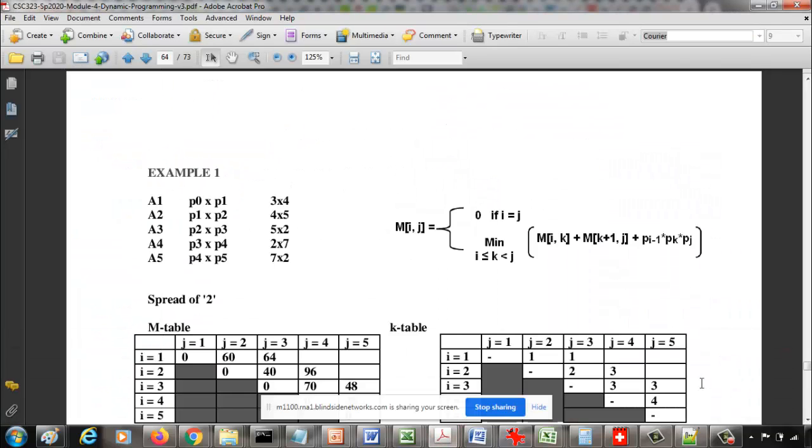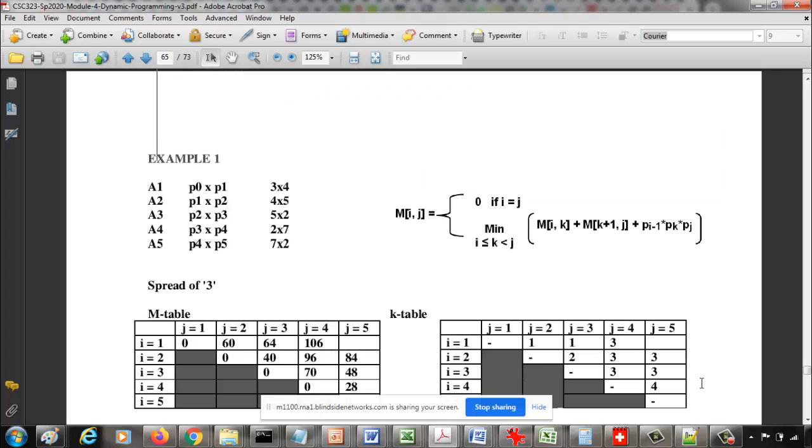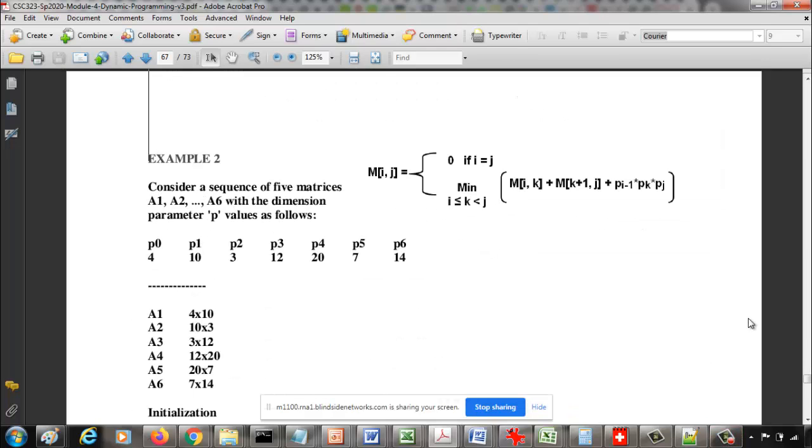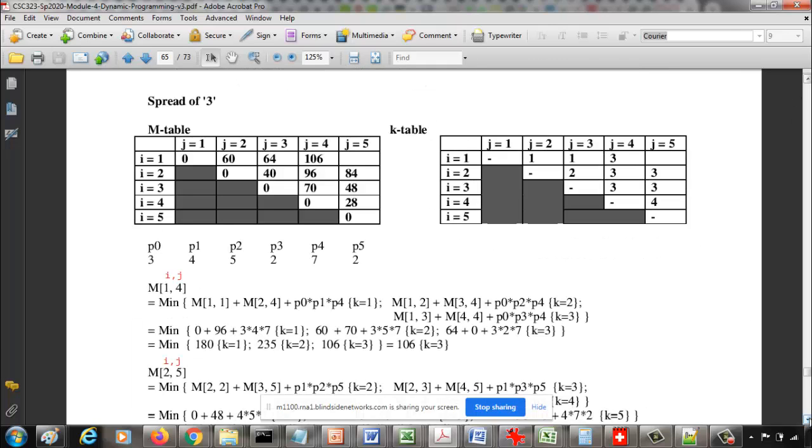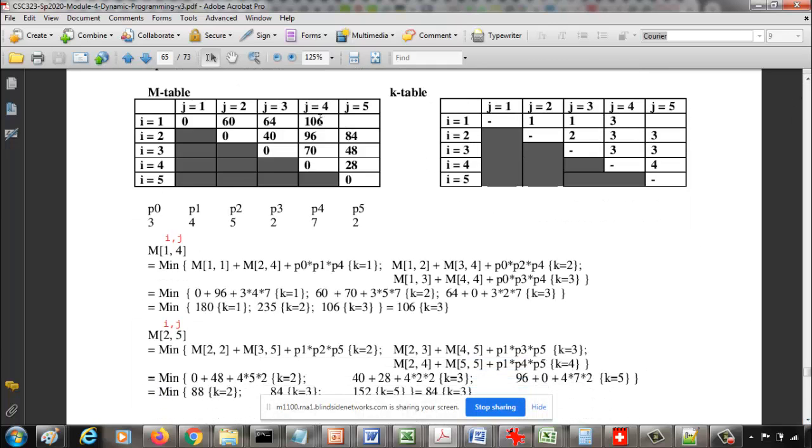So now we'll do a spread of 3. So for a spread of 3, what do we have to do? These are the two cells: i is 1, j equals 4, and i is 2, j equals 5. So these are the two cells we have to compute.